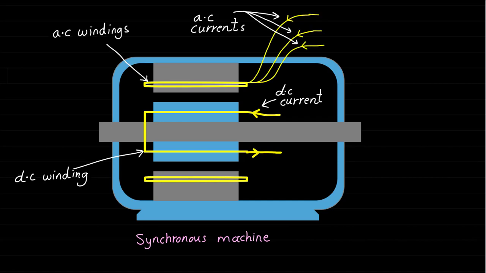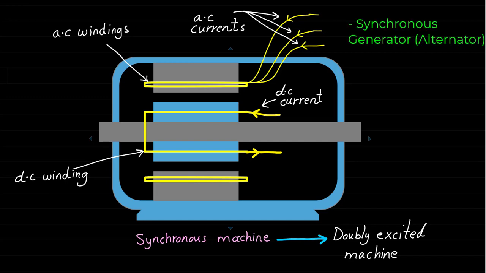We mentioned earlier that synchronous machine has two excitation windings, the AC windings and the DC winding. The DC winding is excited by DC current and the AC windings are excited by AC currents. Since we have two excitation windings and two excitation currents, the synchronous machine is considered a doubly excited magnetic system. Synchronous machine can operate as synchronous generator, sometimes called alternator, or as synchronous motor.